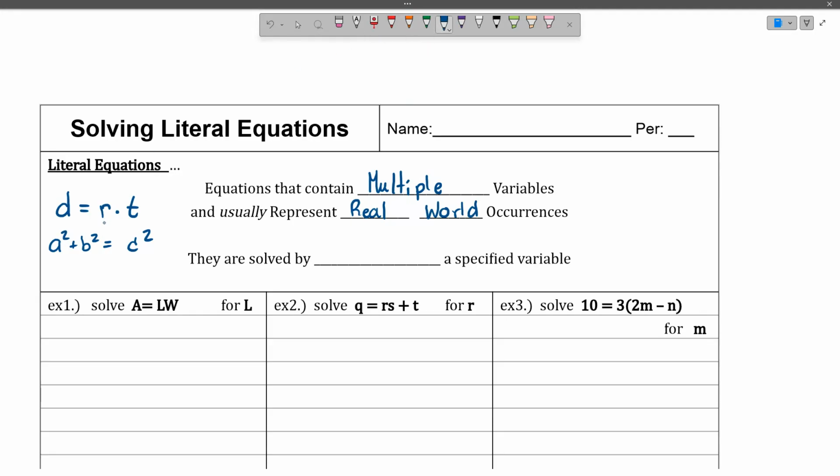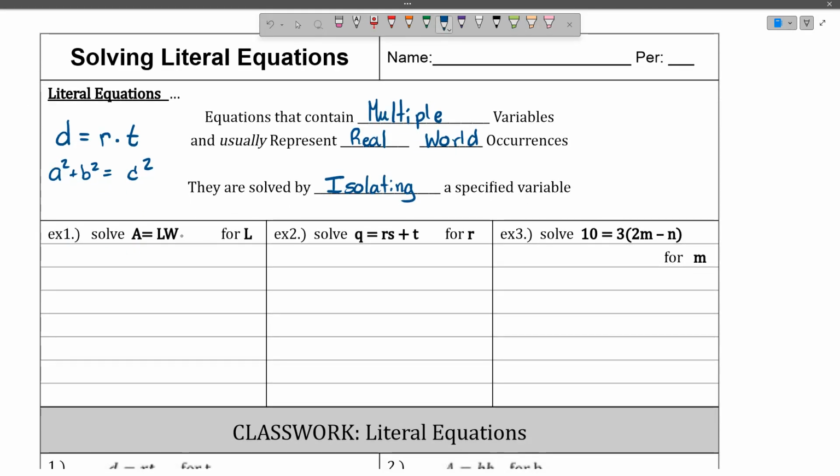Solving literal equations is about changing the isolated variable. They are solved by isolating a specified variable. So, for example, example one, let's just do it.